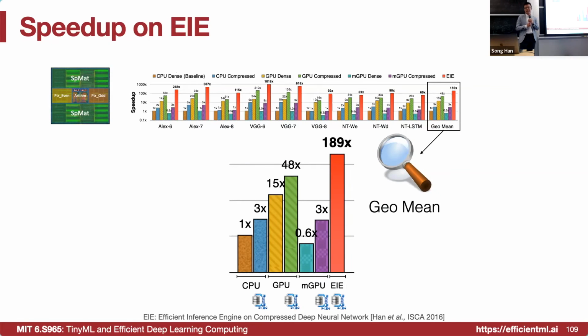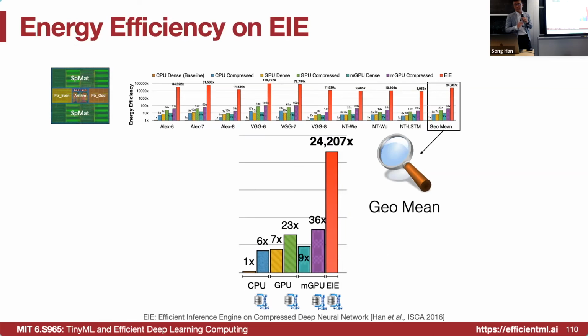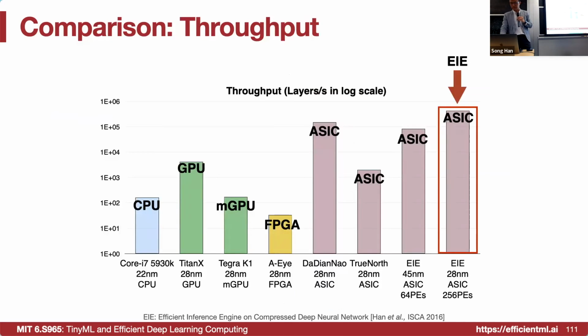And it's pretty decent speedup compared with the CPU and GPU. And these models are actually compressed, so even on the CPU, running the compressed model can have a pretty big advantage over the non-compressed model. This is measured on the FC layers of AlexNet, VGG, and NeuralTalk. And this is comparing the energy efficiency of CPU, GPU, mobile GPU, and the efficient inference engine. We can find in general, running the compressed model has a pretty big advantage over the non-compressed model.